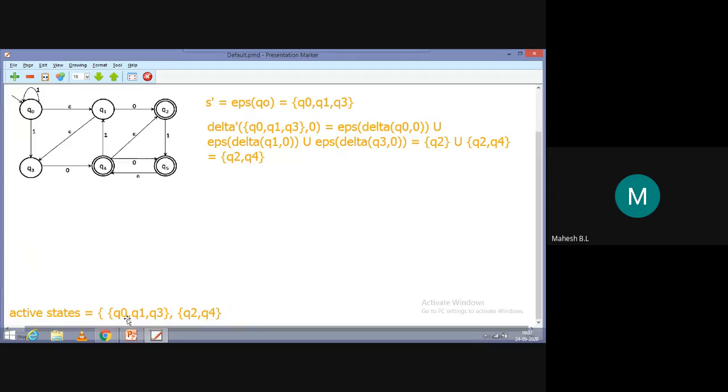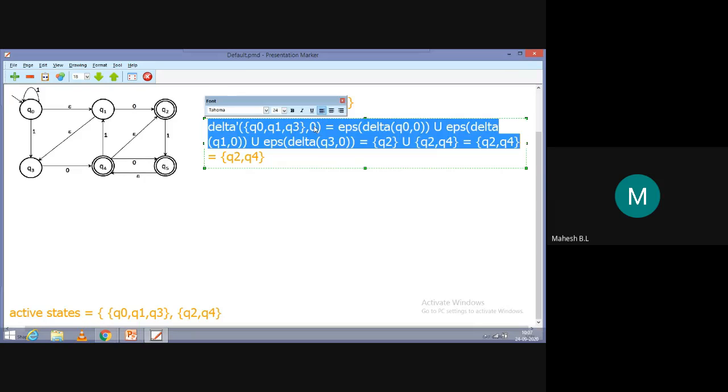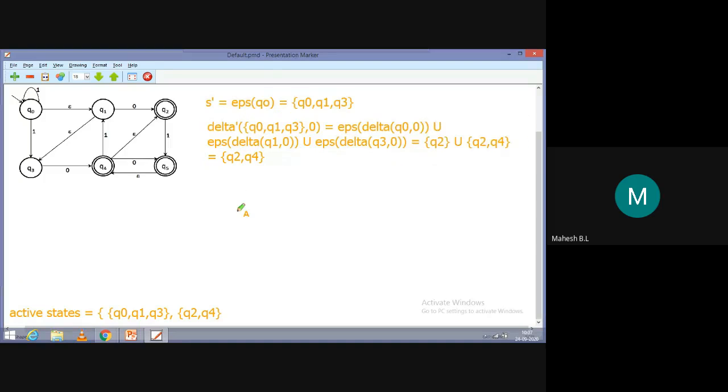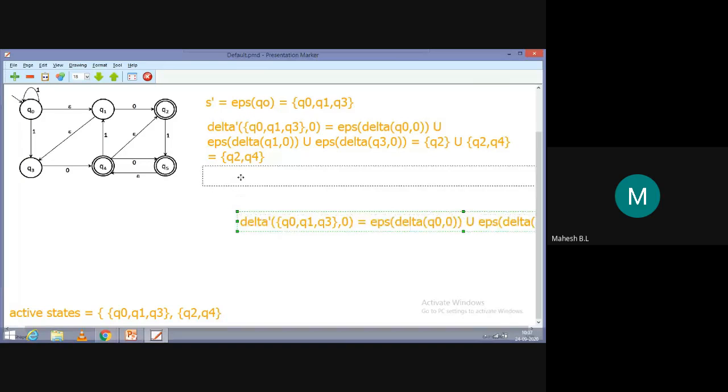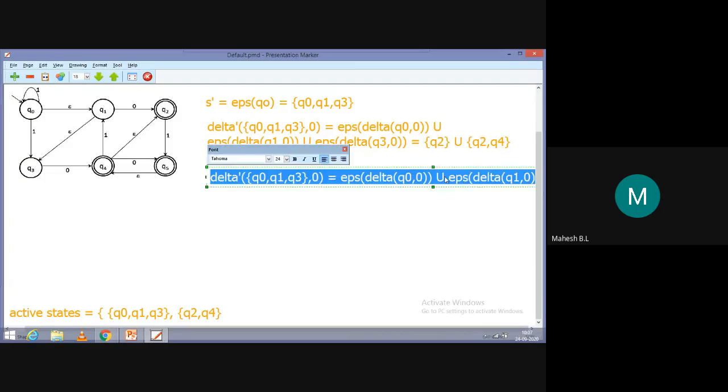Now for the first state we computed delta dash of q0 q1 q3 on 0. Next we need to compute delta dash of q0 q1 q3 on 1 instead of 0. So let's do that.